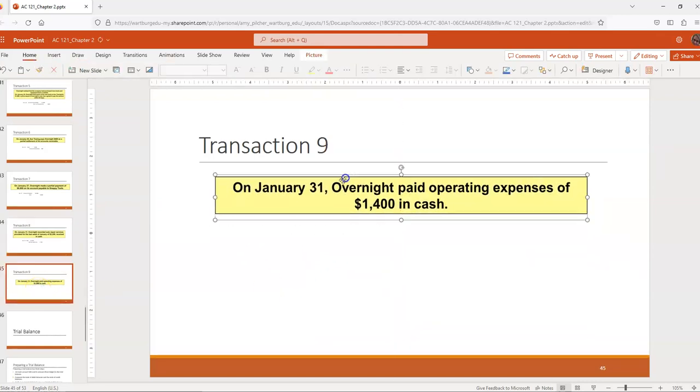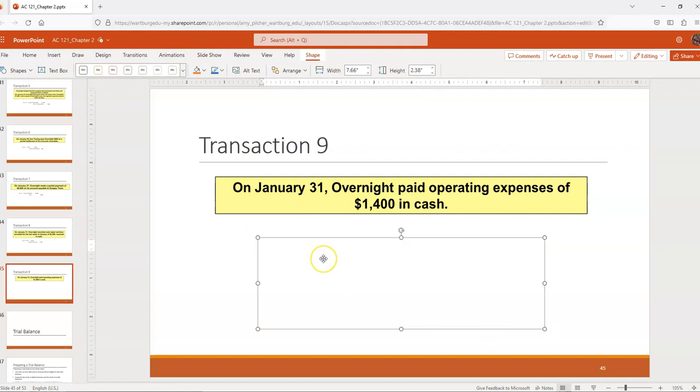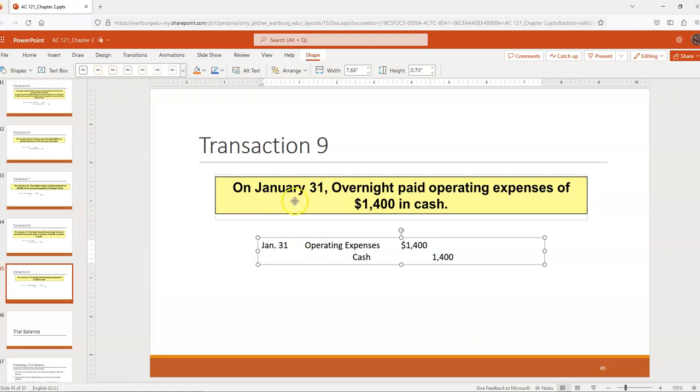And then we paid expenses. So it's January 31st. We recorded operating expenses of $1,400, and we paid cash towards those expenses. So those are the journal entries for those transactions that we covered in Chapter 1.